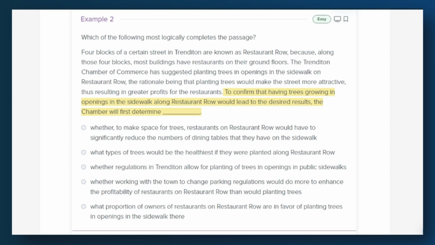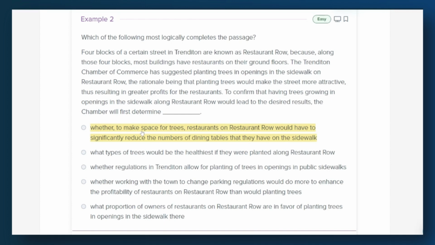The first thing I look at is the word or phrase right before the blank. That's going to be where they set up the style of answer that they're looking for. Here, we're looking for what the chamber needs to determine first to confirm that their tree planting plans will result in greater restaurant profits. Let's look at our choices.